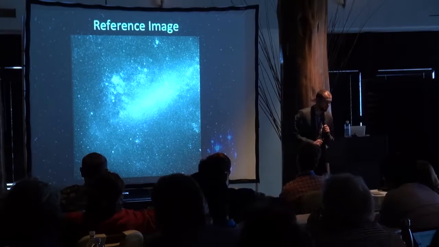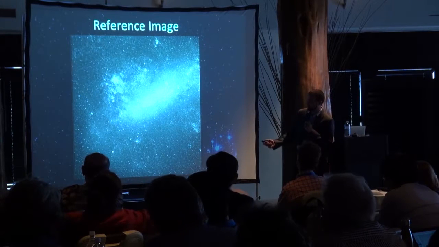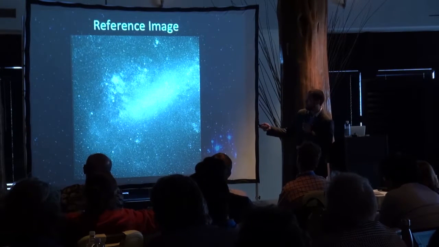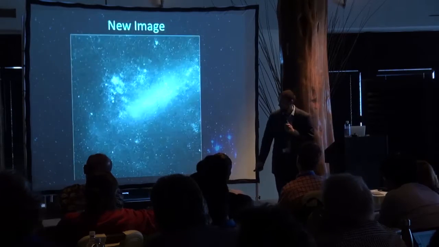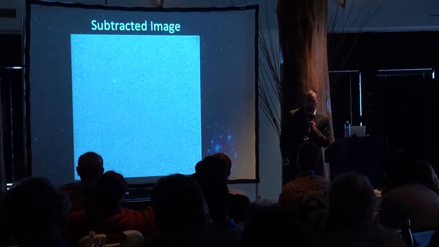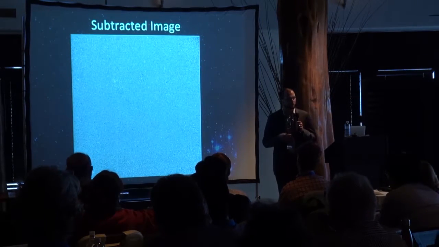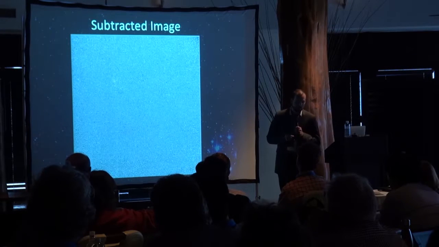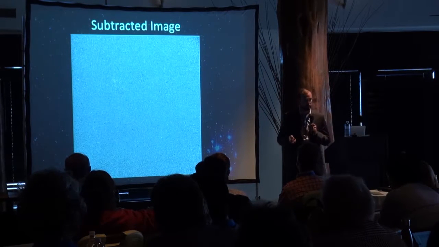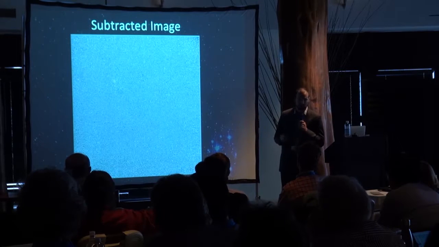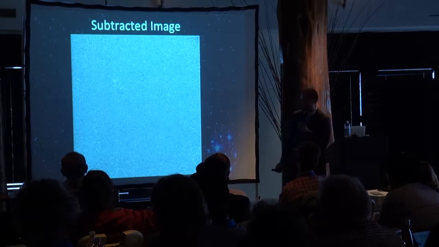Just to give you a sense of ASAS-SN data, here's a typical reference image, not a typical one, it's the LMC, a new image, and then our subtractions are extremely clean. This is what allows us to do photometry and discoveries in very crowded regions that we can subtract in even an extremely crowded region like the LMC.